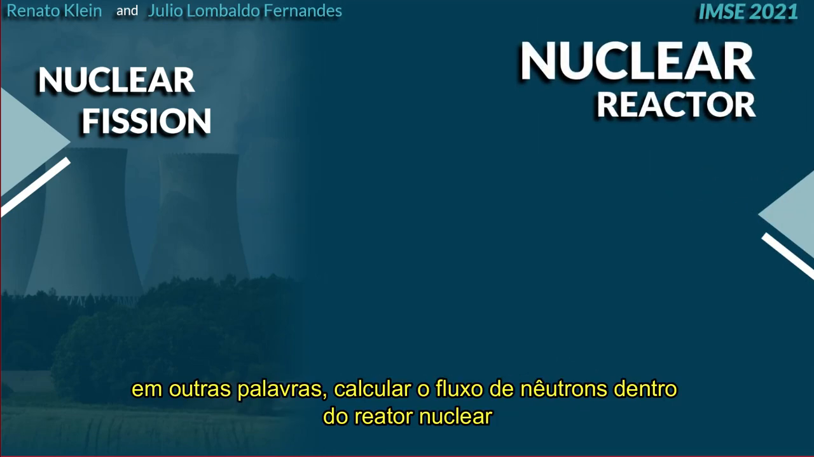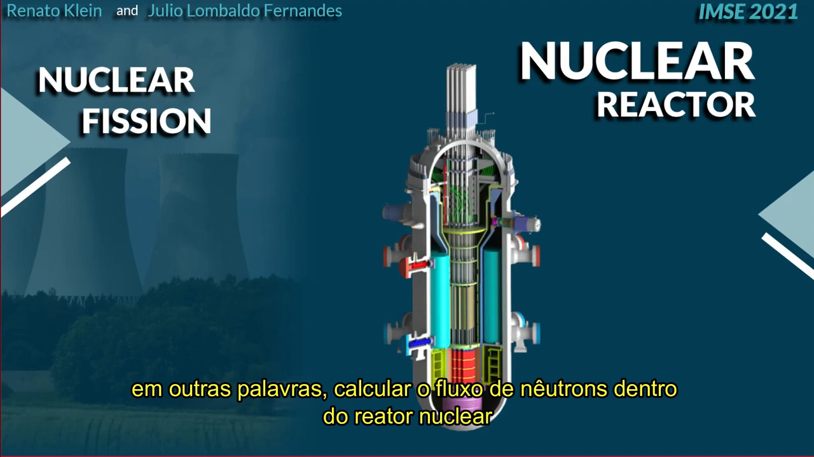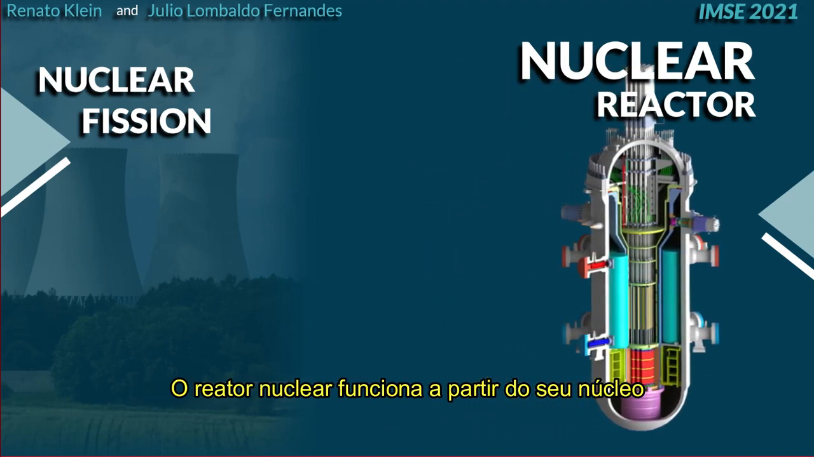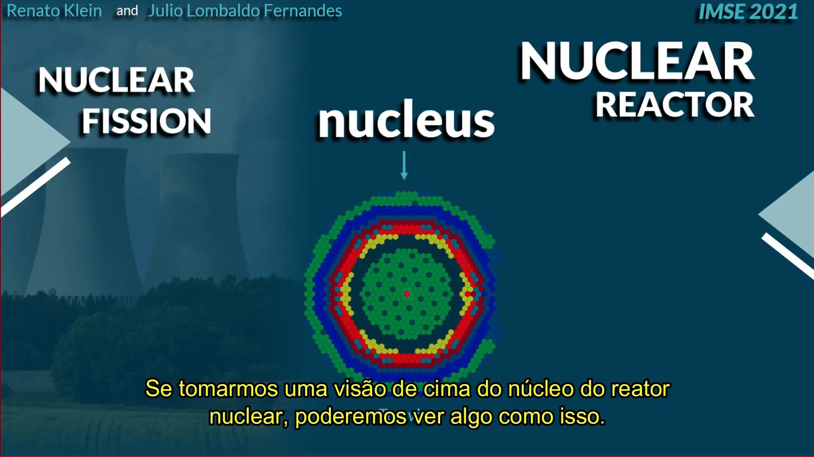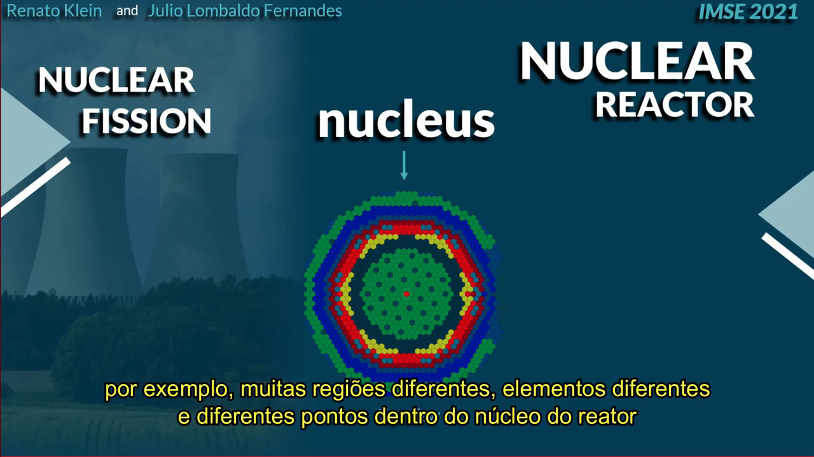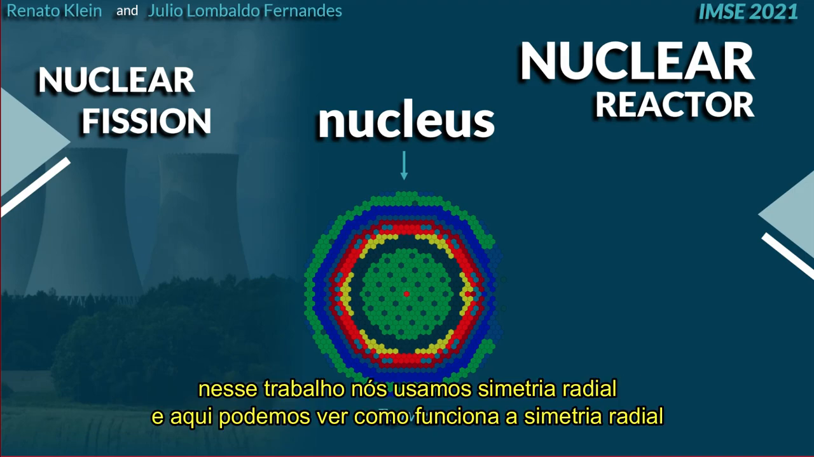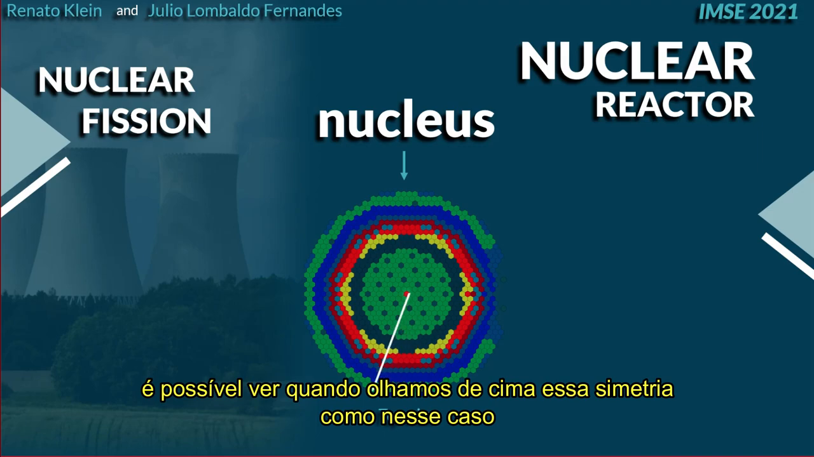In other words, calculate the neutron flux inside a nuclear reactor. We work with the nucleus of the nuclear reactor. If we take a top view of the nuclear reactor, we can see something like this: a lot of different regions, different elements, and different things in the core of the reactor. In this work, we use radial symmetry, and we can see that it works when we take a top view like this one.